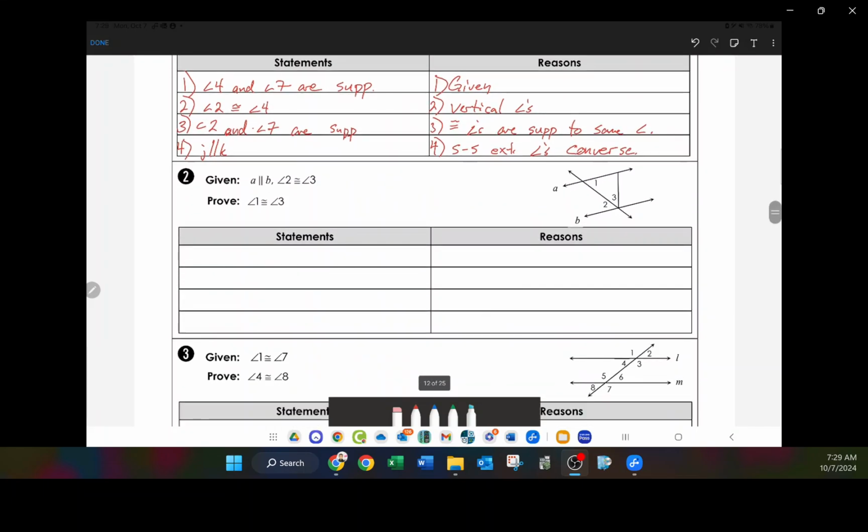Let's look at number 2. Number 2, we are given, that's nice, that A is parallel to B, which means we can use all those: corresponding angles are congruent, same side interior angles are supplementary, alternate interior angles are congruent. Now I'm going to go ahead and put angle 2 is congruent to angle 3 because I like to show all the givens at once.